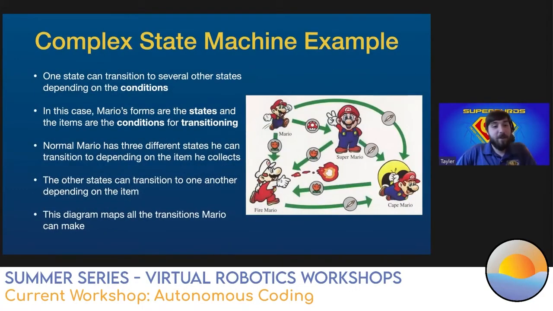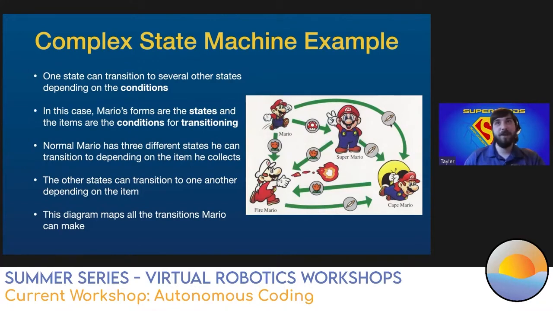That was a pretty simple one. Now we can talk about a more complex state machine example using everyone's favorite plumber. Mario is a good example of a state machine. When they developed Mario, they probably used a state machine diagram. One state can transition to several other states depending on the conditions. In this case, Mario's different forms are the states and the items are the conditions for transitioning to the next state. Normal Mario has 3 different states he can transition to: Super Mario, Fire Mario, and Cape Mario. The other states transition to each other depending on what item he collects. Regular Mario can go to Super Mario with a mushroom, and Super Mario can go to Fire Mario with a fire flower, or to Cape Mario with a feather. Basic Mario can also go directly to Cape Mario if he collects a feather.